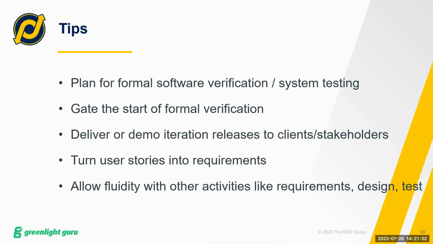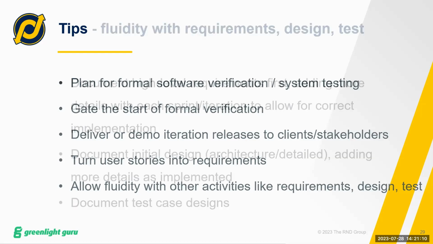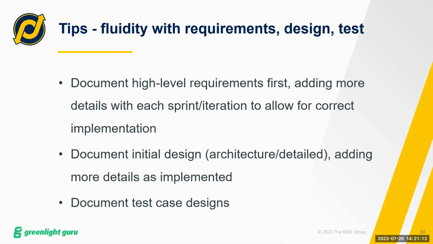I mentioned testing a lot, but make sure you have fluidity with your requirements, your design, and your test. By that, I mean that I like to see some high-level requirements developed first, and then add more details with each sprint and iteration to allow for correct implementation. You would document an initial design. Definitely your architecture needs to be documented really before you start your implementation. But even your detailed design, some basic ideas of what you're going to do and how you're going to implement, how you're going to meet these requirements, and then add more details as they're implemented.